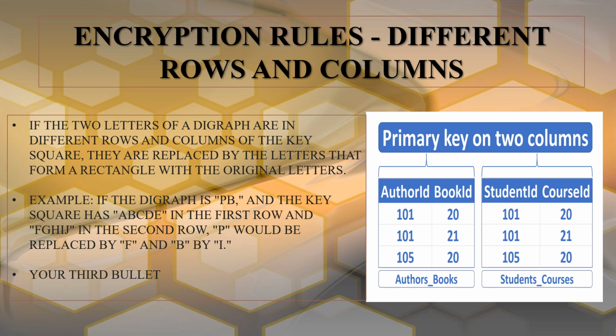As you can see on the right side, the primary key consists of two columns: the author ID and the book ID, and the student ID and the course ID.